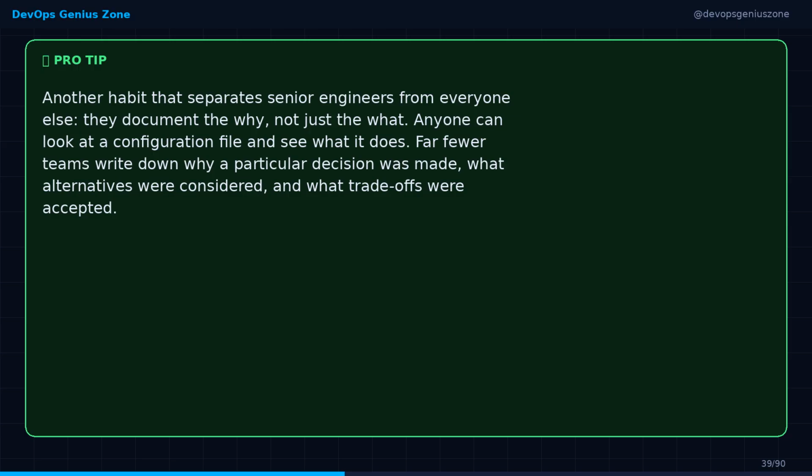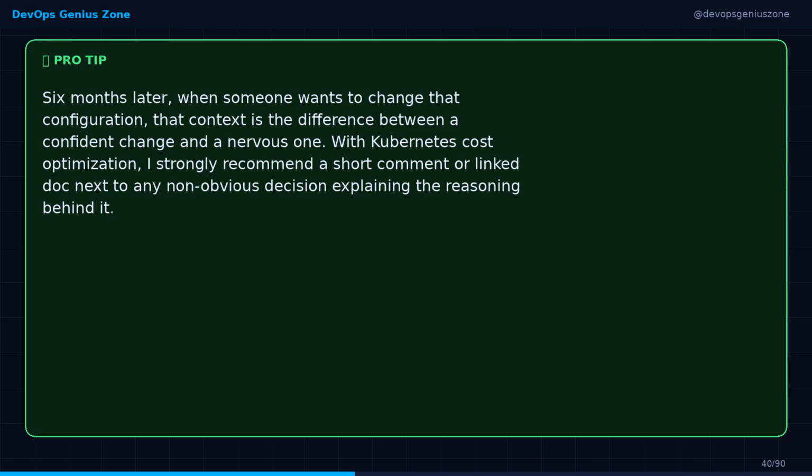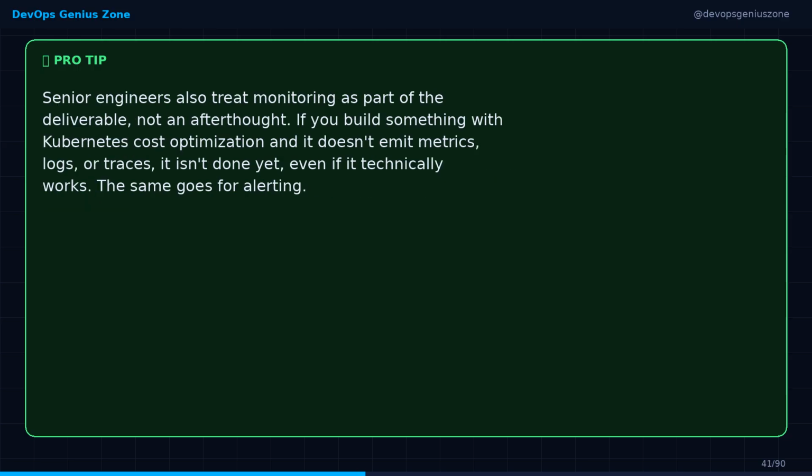Senior engineers also treat monitoring as part of the deliverable, not an afterthought. If you build something with Kubernetes cost optimization and it doesn't emit metrics, logs, or traces, it isn't done yet, even if it technically works. The same goes for alerting. A senior engineer doesn't just want to know something broke, they want to know it broke before a customer notices, and they want the alert to point clearly at the likely cause instead of just saying something is wrong somewhere.